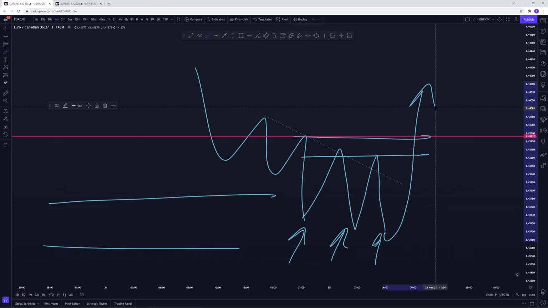This process is not only to accumulate, but also because all of the stop losses from these sells are usually placed above the resistance levels.